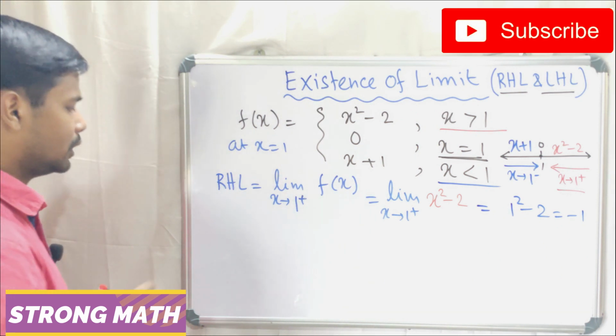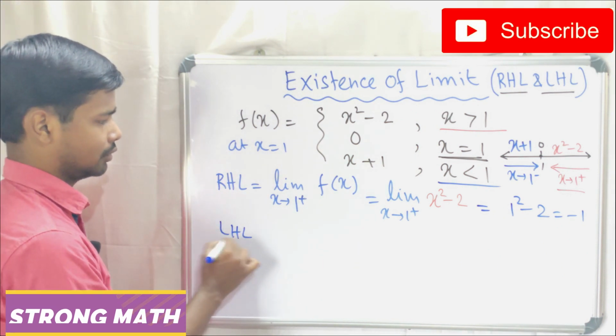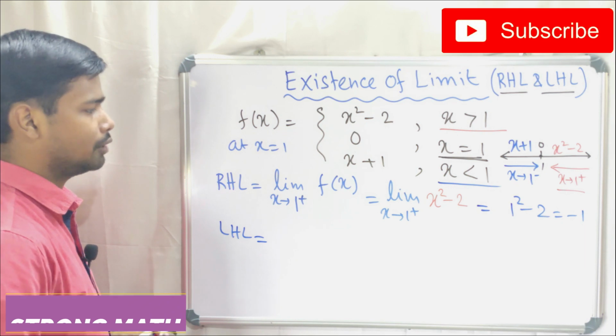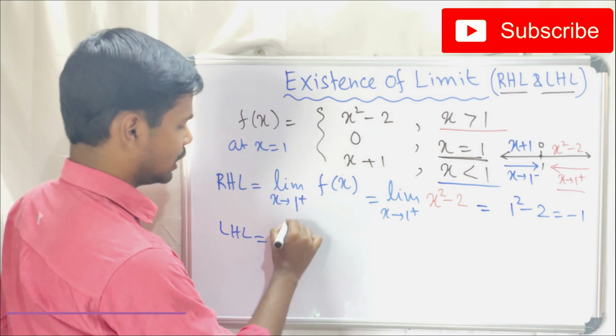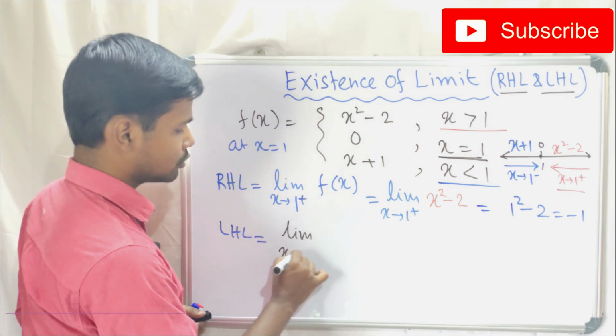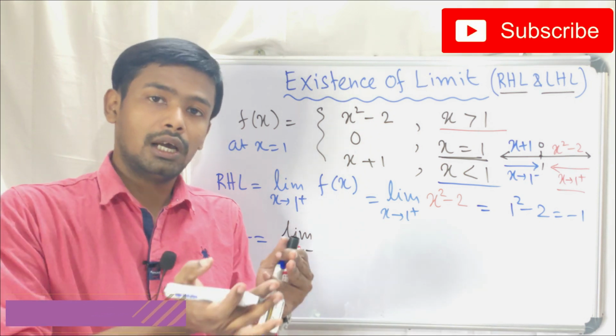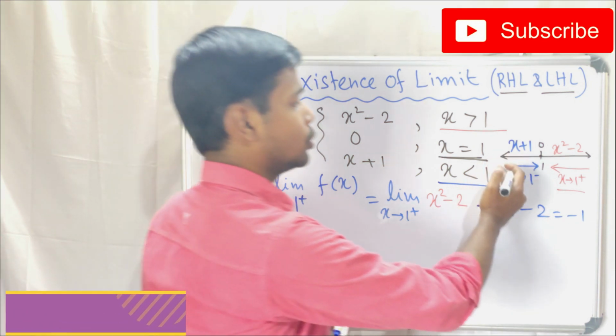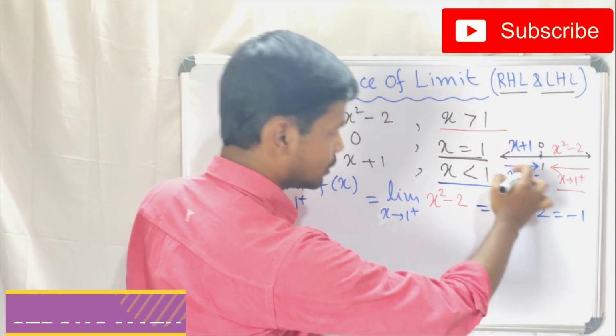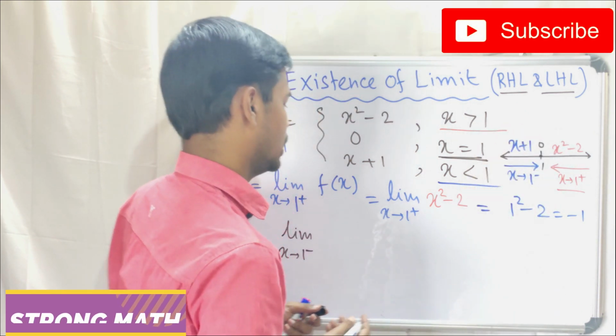Fine. Now we have to calculate the left hand limit of the function, the limit as x tends to 1 minus, from the left hand side of 1 towards 1, and we have denoted the function in blue color.